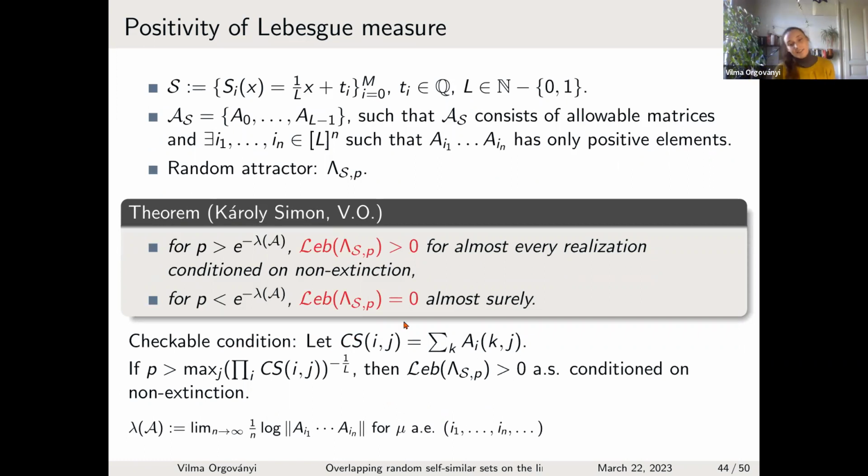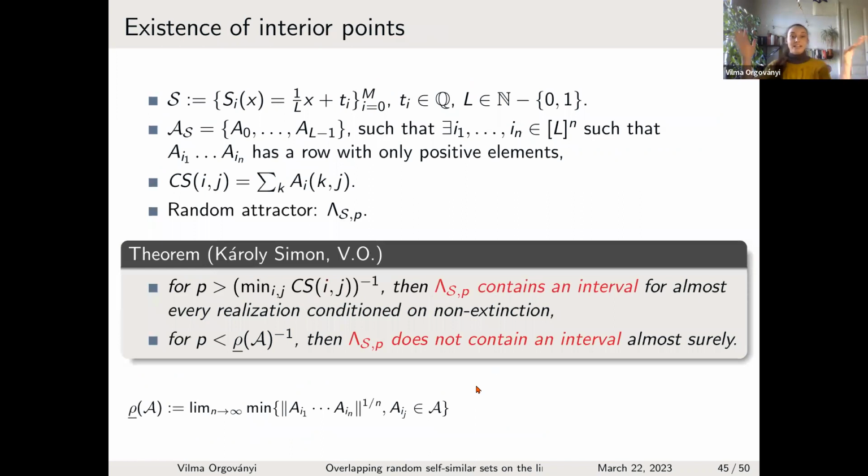So let's denote the jth column sum of the ith matrix with CS_ij. Then if our probability is greater than the maximum of the reciprocal of the geometric mean of these column sums, then the Lebesgue measure of the set will be positive, almost surely conditioned on non-extinction. And similarly, we can give conditions for the existence of interior points, and our setup is the same.